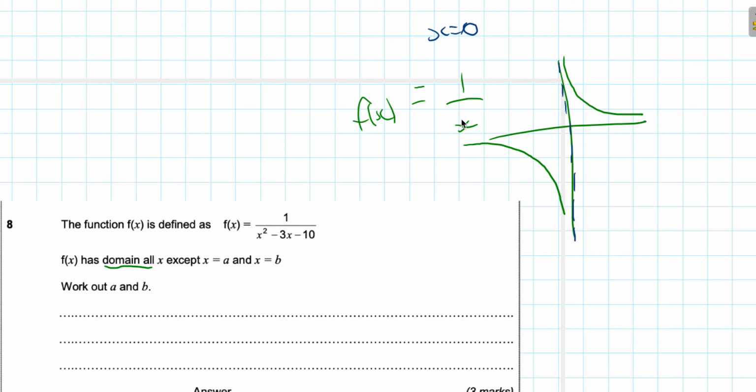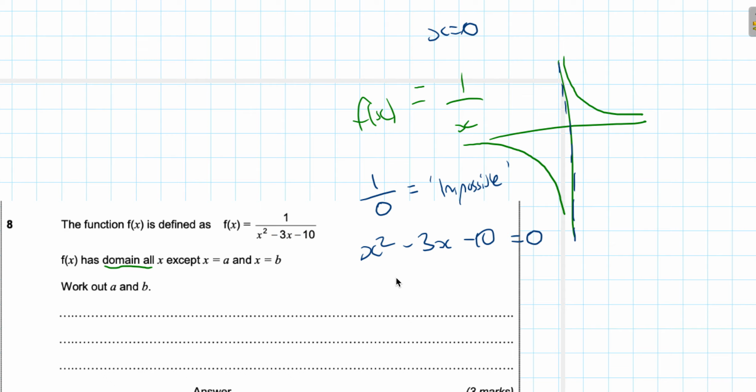So we can see here that whenever the denominator is equal to 0, that will give us an asymptote. That means that we cannot have a solution for that value. 1 over x is sort of an impossible function. It goes off to infinity. So therefore, what we can do is look at our denominator in our question, x squared minus 3x minus 10, and make that equal to 0.